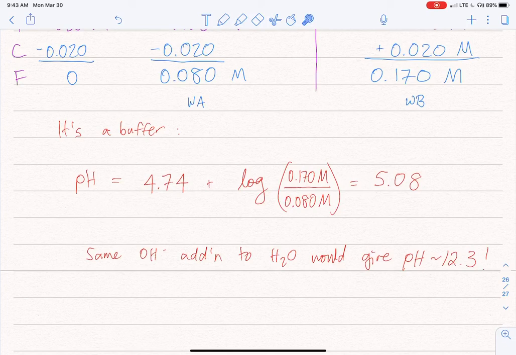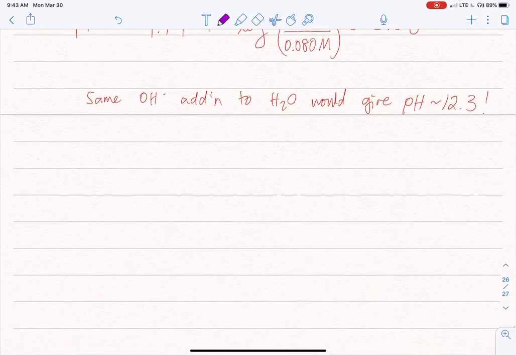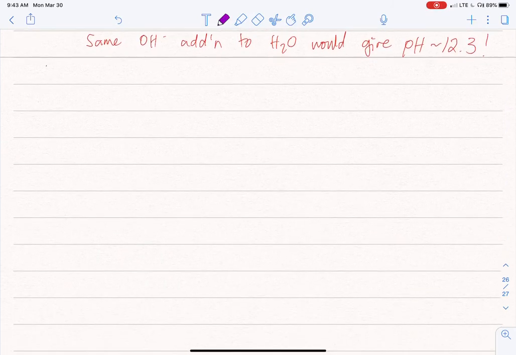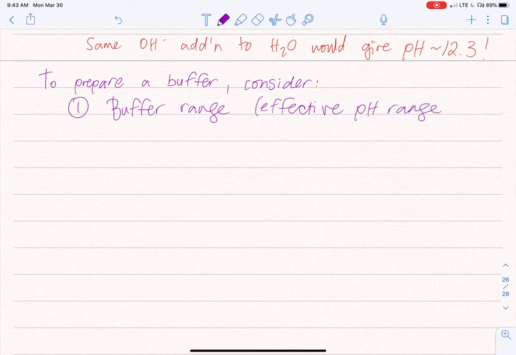Okay, so now just to finish the segment on buffers, I want to talk about some practical considerations that we should all make when we're in the laboratory. If we are going to prepare a buffer, you have to consider primarily three main factors. First of all, every buffer has an optimal range, the effective pH range in which it works the best. I'll talk about that in a minute.